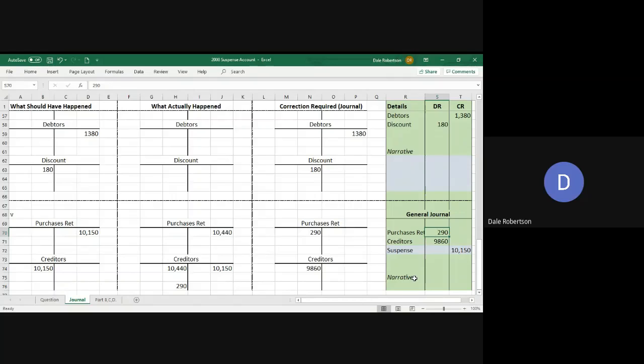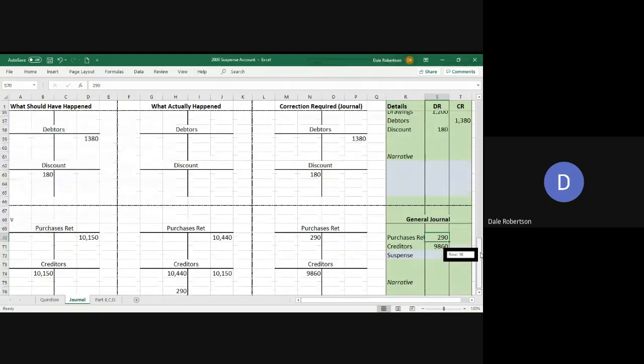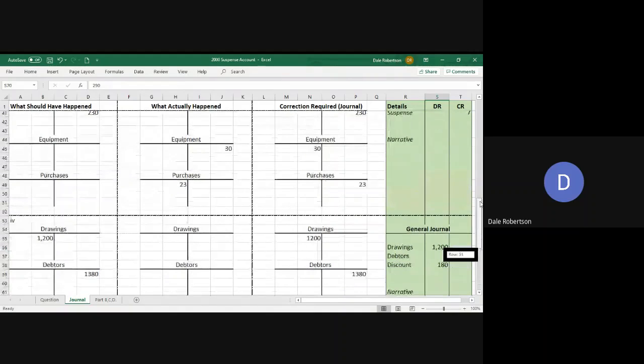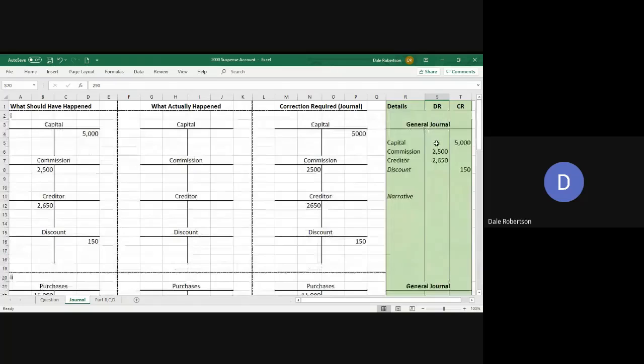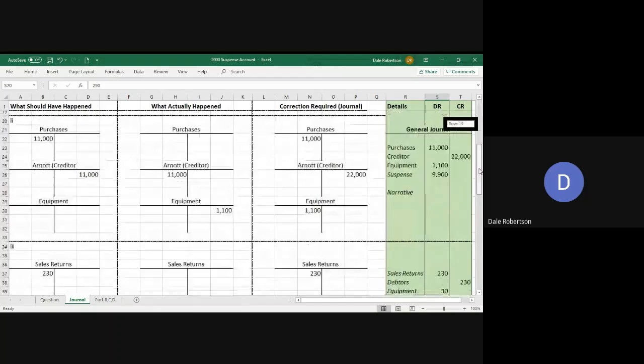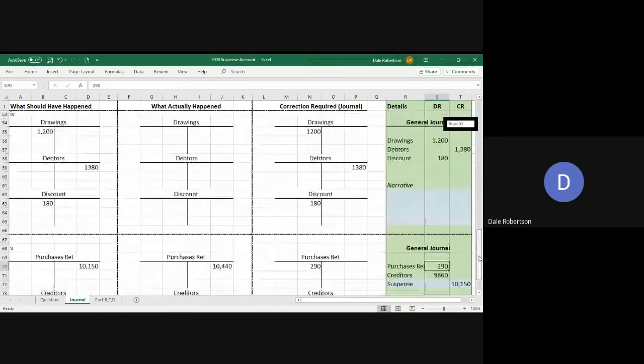In the next video, we'll have a look at how all of these entries, there's our 55 marks now, but we have several different entries in our general journal, which we will show what effect they have in parts B, C, and D.